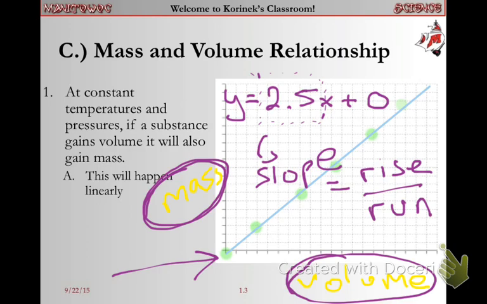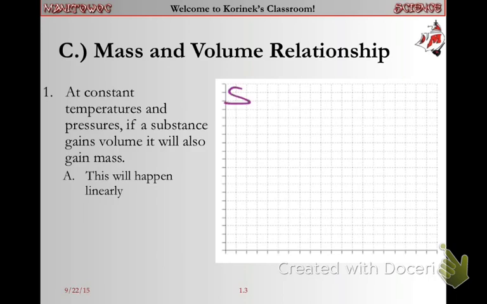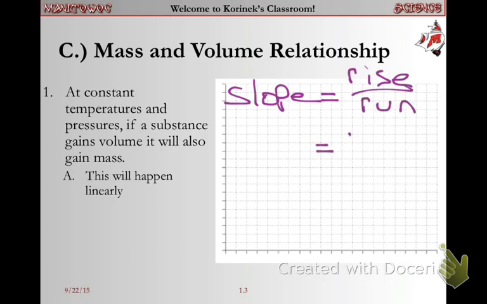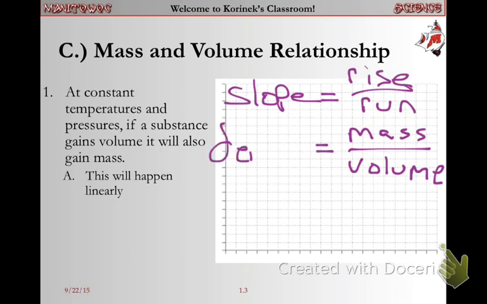I'm going to clear this for a second. So right now we know slope equals rise over run, and we said our rise is mass and our run is volume. The greater the slope, we say the object has a higher density. So this is actually our definition for density. If you know your slope, you know your density, because it equals it.